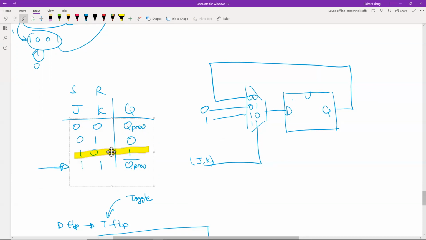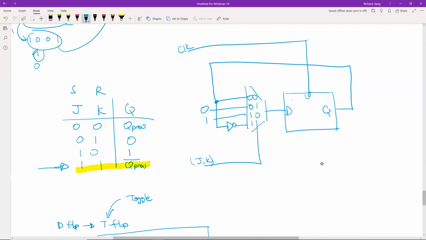And then in the final case, where J and K are equal to 1, 1, then we want the inverse of the previous value of Q. So we take this, send it through an inverter, and that's what goes into this mux. And then the idea is on the next rising edge of the clock, whatever comes out of the multiplexer will become the new value of Q. Do you agree? Right, that makes sense.